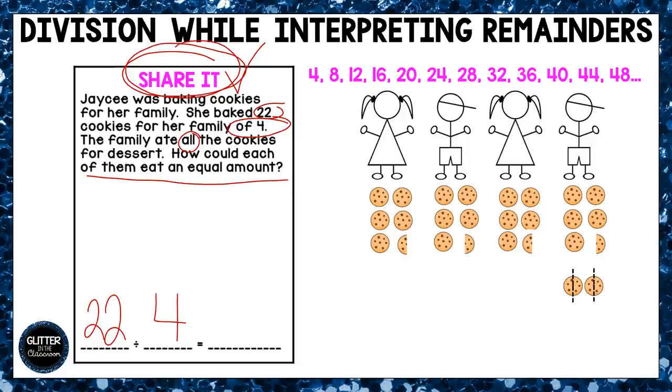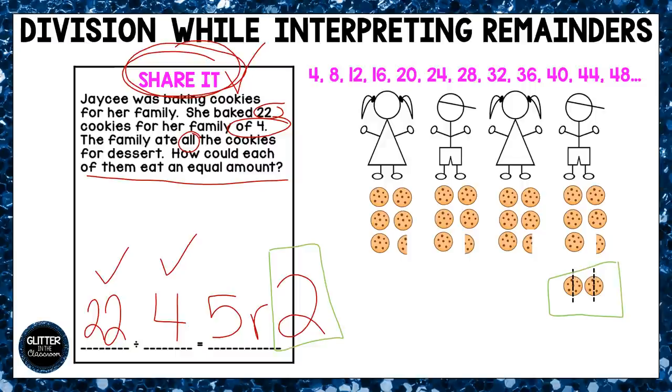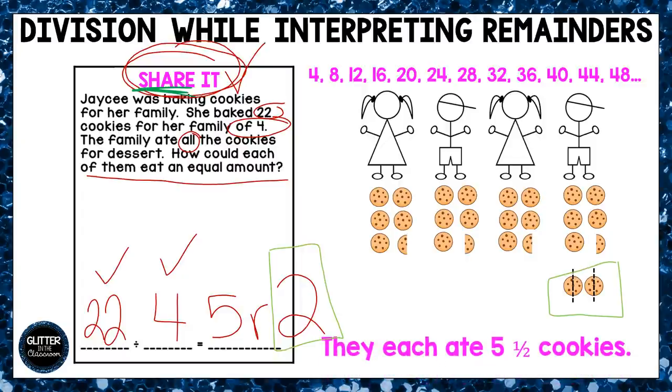So what is 22 divided by 4? Well, the answer is 5, and that's how many whole cookies each person gets, with a remainder of 2. Now, the 2, that is what we cut in half over here, and that 2 was actually shared among the 4 people. So how could each of them eat an equal amount? Well, we shared them, and they each ate 5.5 cookies because we shared the last 2 cookies. And that is an example of share it.